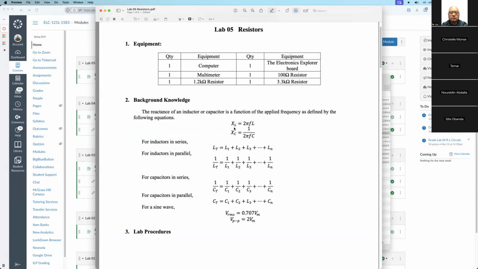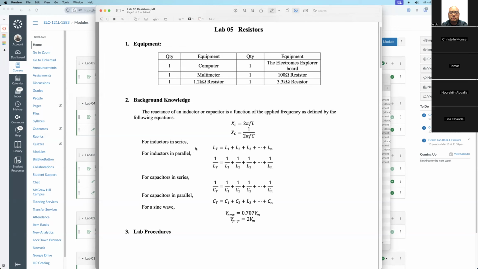So XL equals omega L, then equals 2 pi FL. F is the frequency. Then for a capacitor, XC equals 1 over omega C, then equals 1 over 2 pi FC. Today we just use resistors actually.